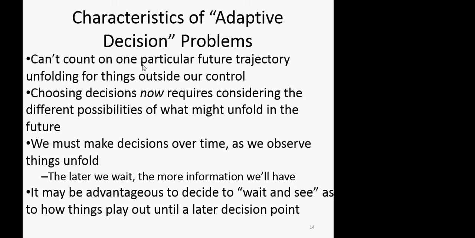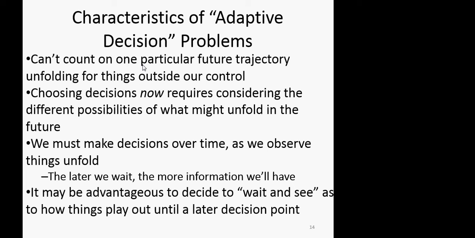Okay? So these adaptive decision problems, we can't count on one particular thing happening. Choosing the decision now requires considering all these possibilities of what might happen. We don't want to make a decision now if we're not taking into account it could cool off, for example. We need to take that into account in our plans. How likely is it to cool off versus to warm up? How likely is it to rain in the next week?